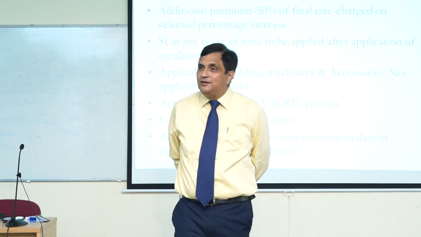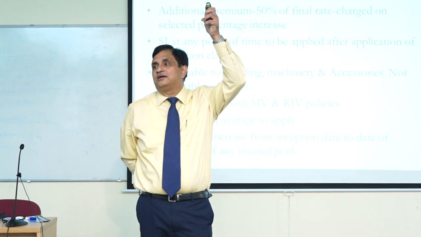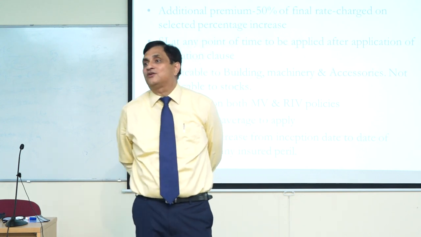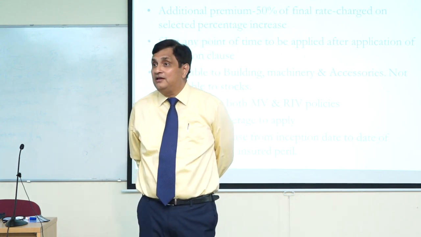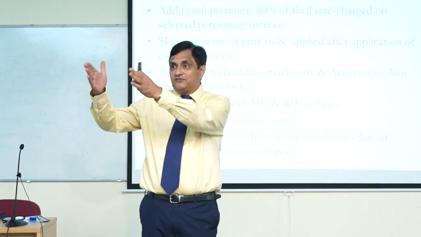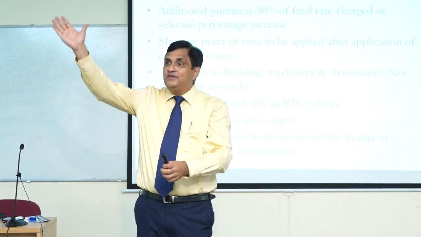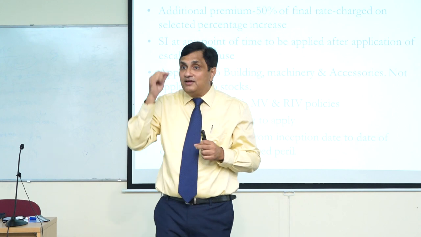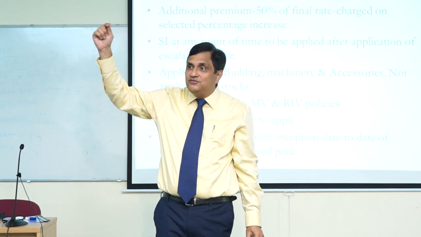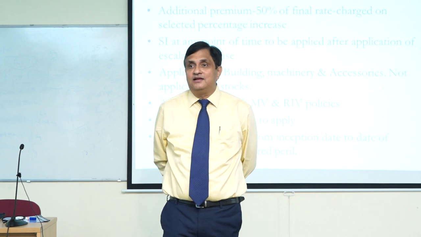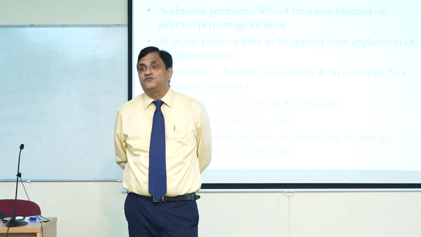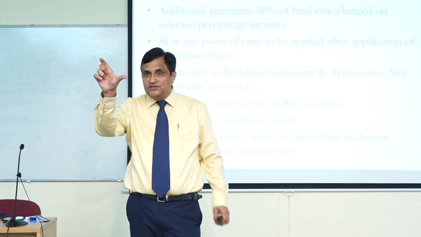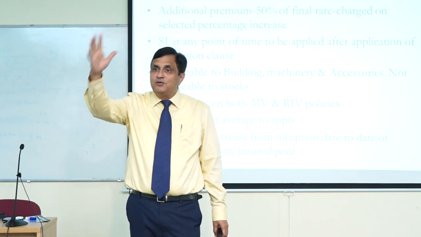There is another method. Instead of adding the entire 10 million, you can take something called an escalation clause. That means you insure for 150 million only, but you take an escalation clause. What does escalation clause mean? Escalation clause means whatever percentage you choose, by that amount the sum insured will increase whenever you are settling a claim. But the escalation clause will apply on a straight line basis. That means every day it will be increasing by 1/365 of the percentage, because there are 365 days in a year.